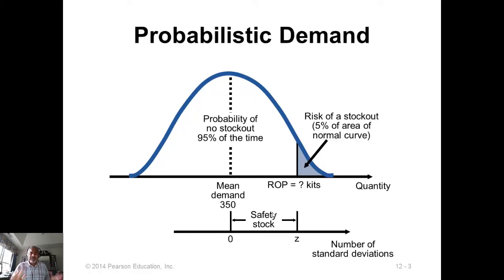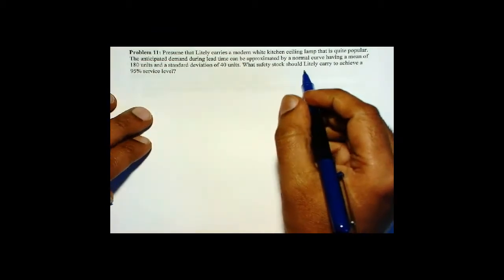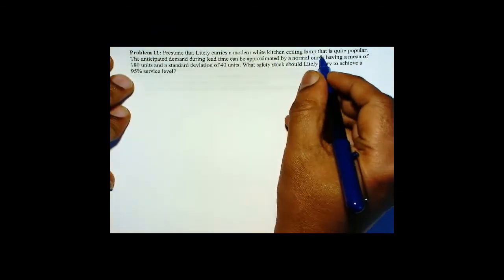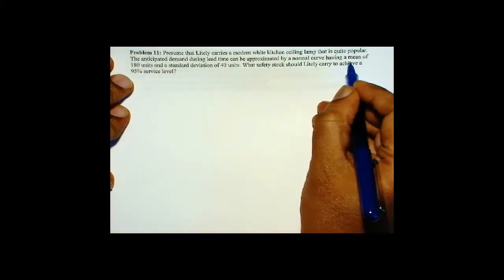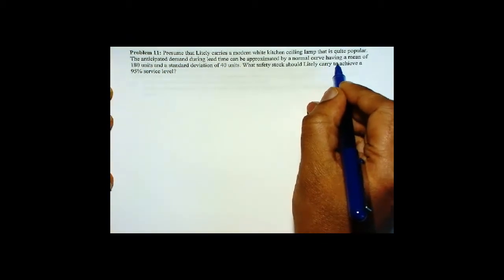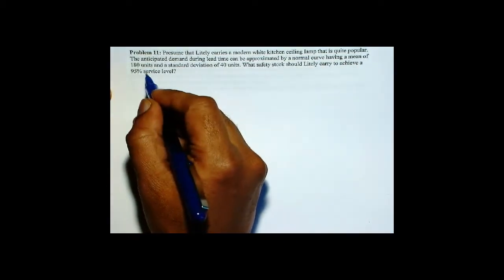So we will look at some worked out examples now, and there are some worked out examples in the PowerPoint slide also. I'm not going to go over those, and you can go over those. I will now illustrate the problem from the class problem. So here is an ROP problem when the demand follows normal distribution. So here, kitchen ceiling lamp. The anticipated demand during lead time can be approximated by a normal curve having a mean of 180 units.